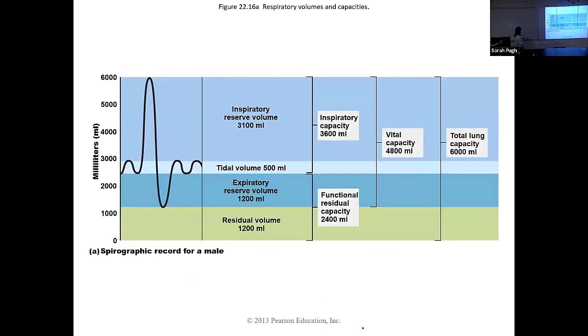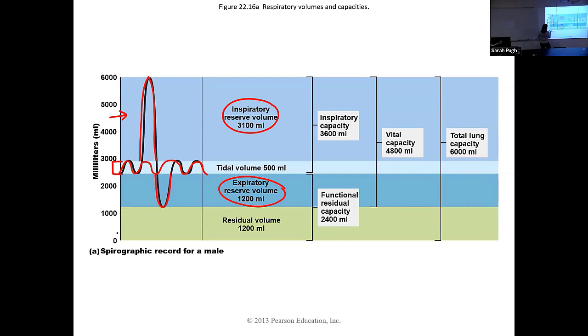This is a great visual from your textbook. So this is showing you right here in that light blue area, that would be your tidal volume, normal breathing in and out. Okay. You can see in this sort of purplish color up here at the top, this is your inspiratory reserve. How much more after tidal volume can you breathe in? Expiratory reserve is in the darker blue. How much more can you blow out after tidal volume?